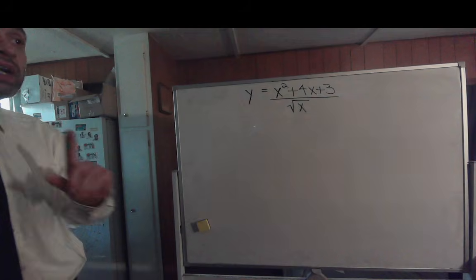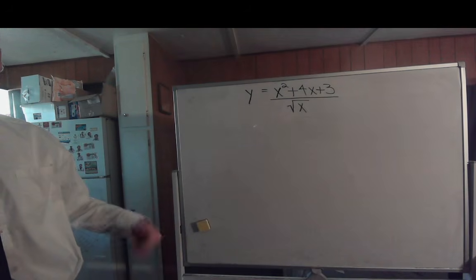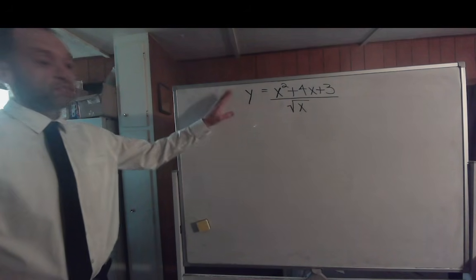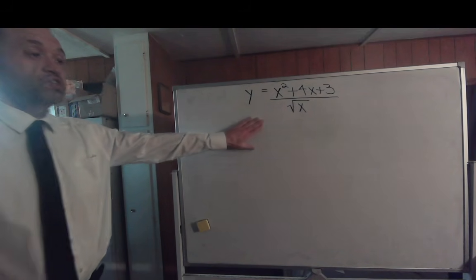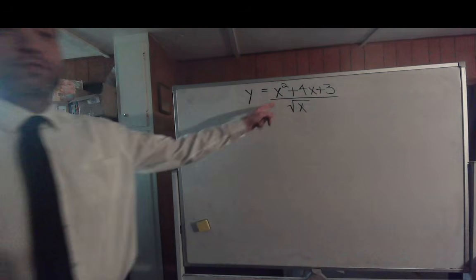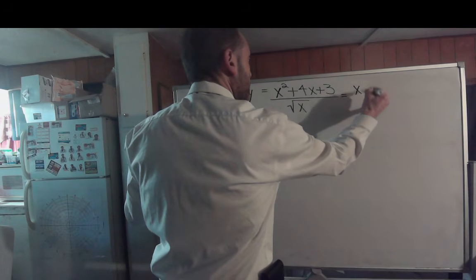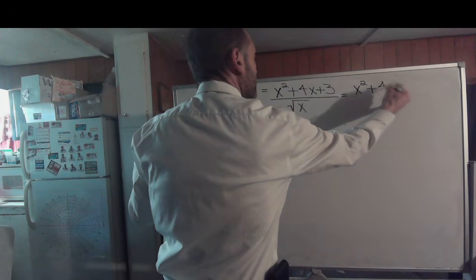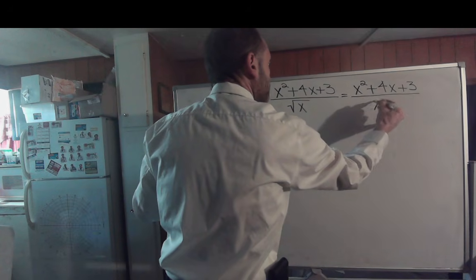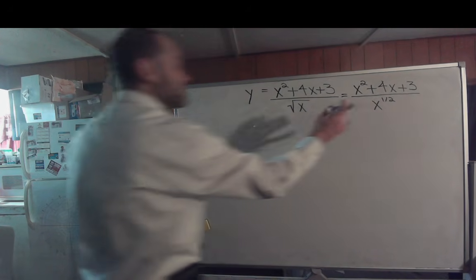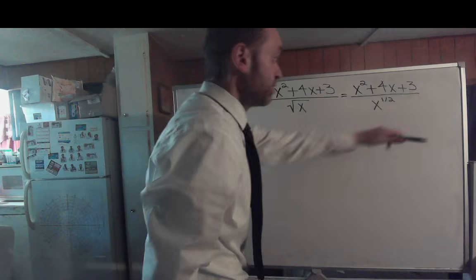It actually might help us before we even try to differentiate this. Taking the derivative is called differentiation. That's where I'm using that term. But before I try to differentiate this function, I may want to simplify the original function here, right? Isn't that the same thing as x squared plus 4x plus 3 divided by x to the 1/2? That's the exact same thing. Now we can just do some simple exponent operations.